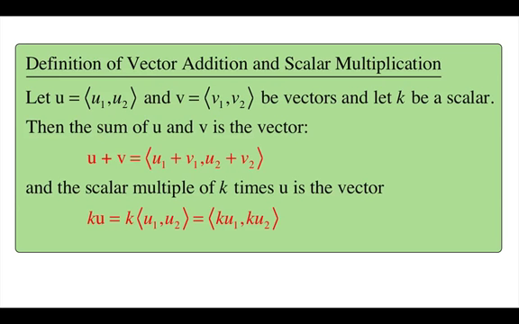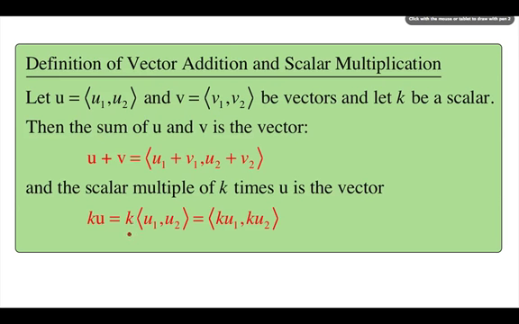Definition of vector addition and scalar multiplication. Let me read this to you. It says, let u be this vector, v be this vector, and let k be the scalar. Then the sum of u and v is the following. You take the x values of the vectors and add them, and you take the y values of the vectors and add them. Scalar multiplication is just k times vector u, where k is whatever the scalar is.